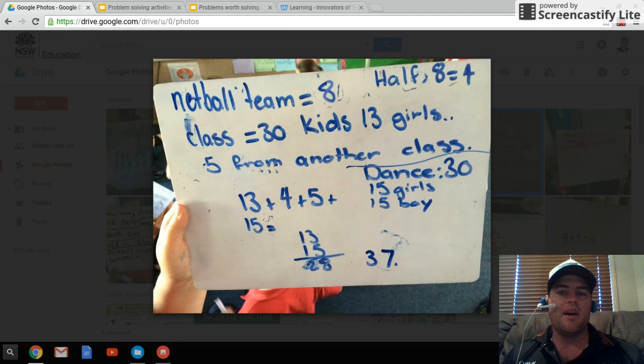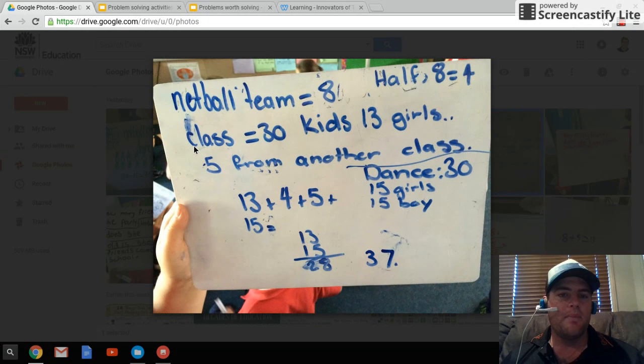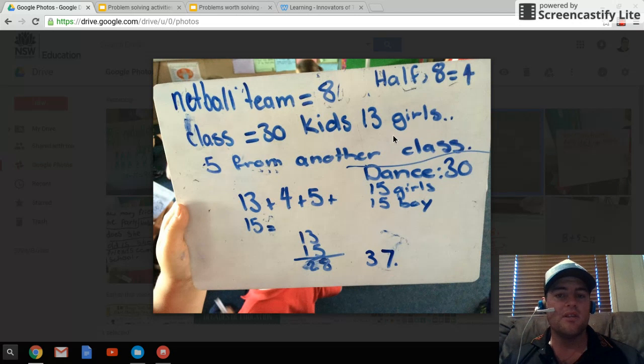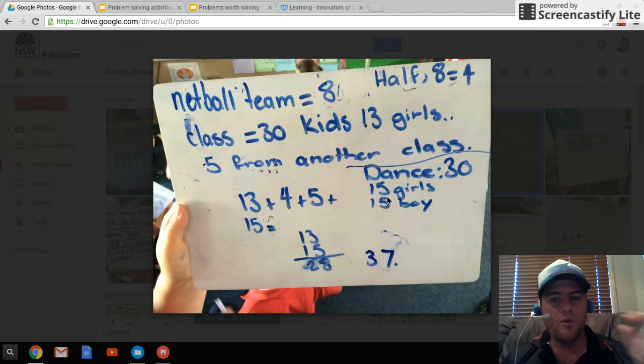In this case, they're talking about how many friends they would have in their netball team. Up the top right here, they're talking about halving and division. In the class, as I said, there's 30 kids in the class and 13 of them are girls. Now, this is all formulated by the students. They're forming this problem themselves. So they're using subtraction, division, and down the bottom, they've come up with their addition algorithm in order to find their final answer of 37.